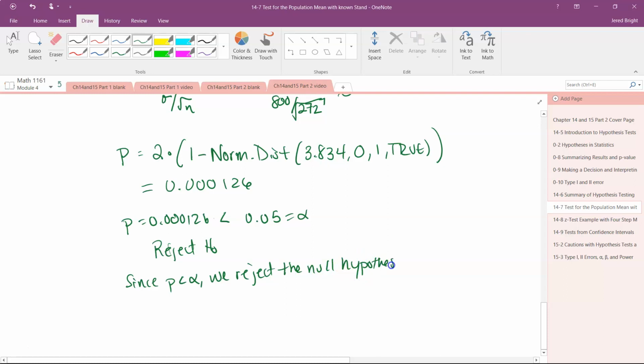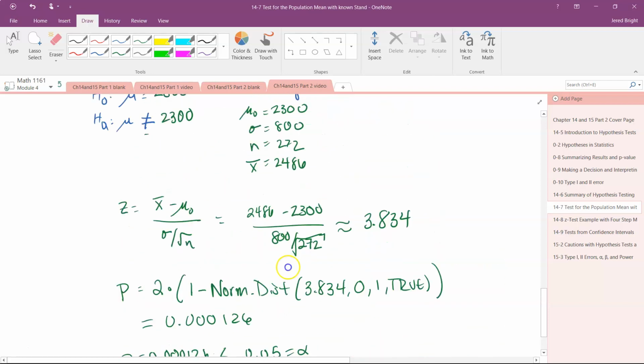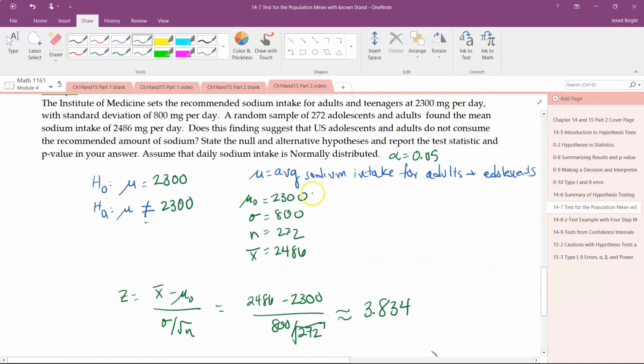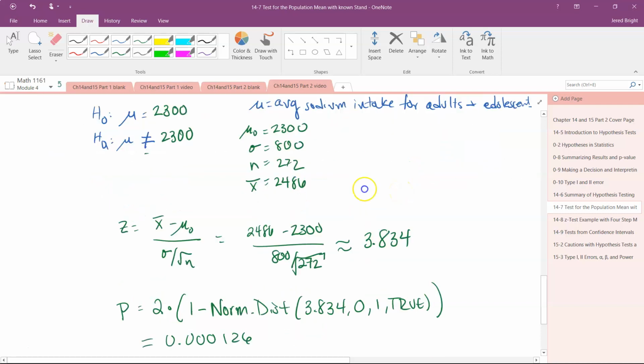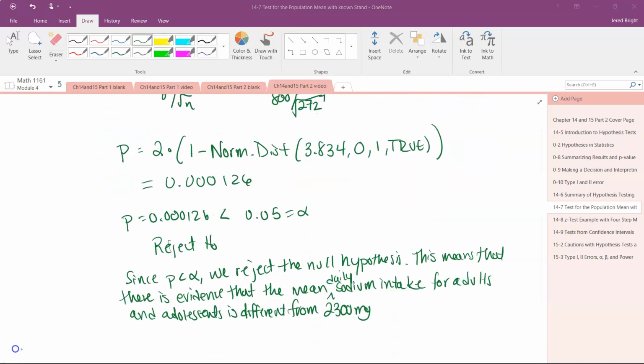And then I always like to interpret this in context. So this means that there is evidence that, and then I state the alternative hypothesis, that the average sodium intake for adults and adolescents is different from 2300. And there we go.